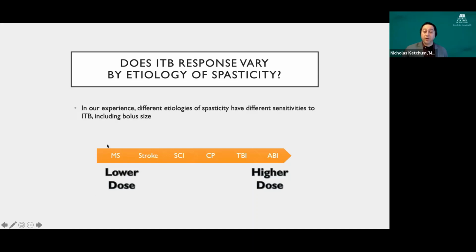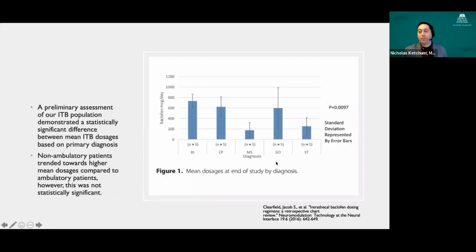In our experience, multiple sclerosis typically needs a lower dose than traumatic and anoxic brain injury. In a small sample of our pump population, we have about 350 patients who have baclofen pumps. A small sample, looking at 25 patients, did show a statistically significant difference, even at that small sample size, between the average doses of different diagnoses, going along with MS being the lowest dose, stroke, and then brain injury.